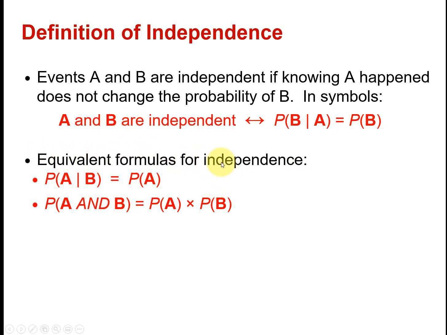Equivalent formulas for independence are the probability of A given B equals the probability of A, and the probability of the intersection of A and B equals the probability of A times the probability of B, only when they are independent.